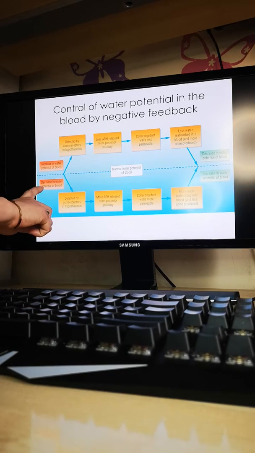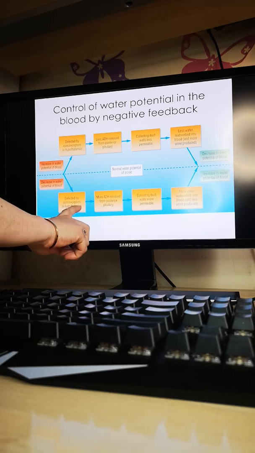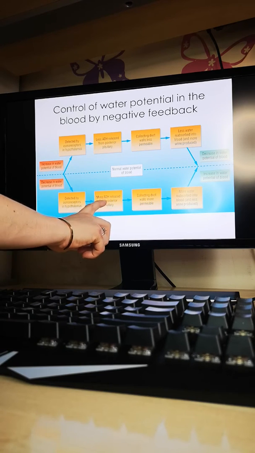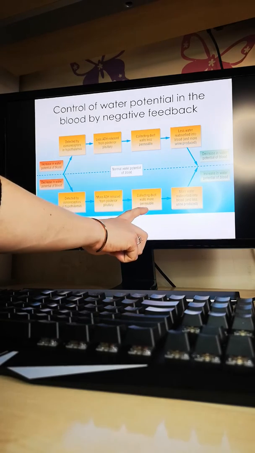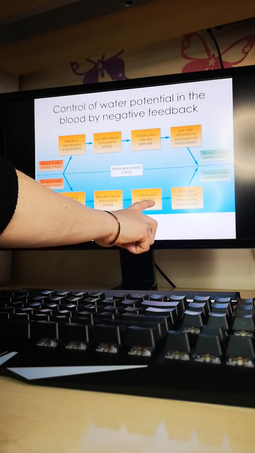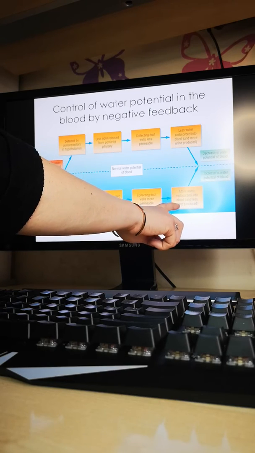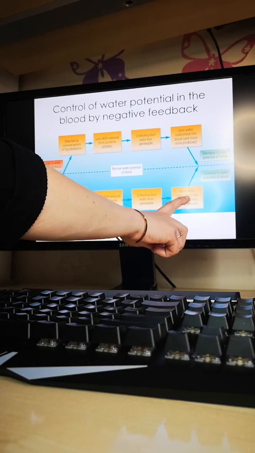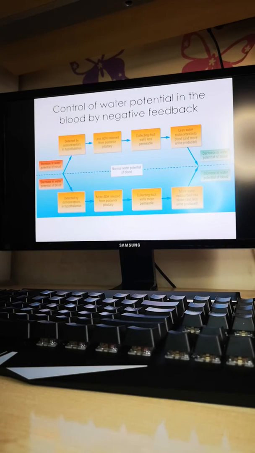And then at the bottom, we've got a decrease in water potential in the blood, detected again by osmoreceptors in the hypothalamus, more ADH released from the posterior pituitary gland. That would mean more aquaporins in the membrane. So the collecting duct walls become more permeable, and more water is reabsorbed into the blood and less urine produced. That would increase the water potential of the blood back to normal again. So remember, more water in the blood, the higher the water potential.